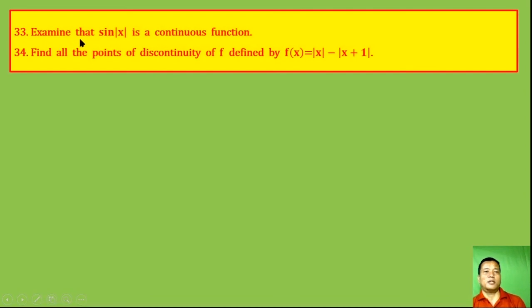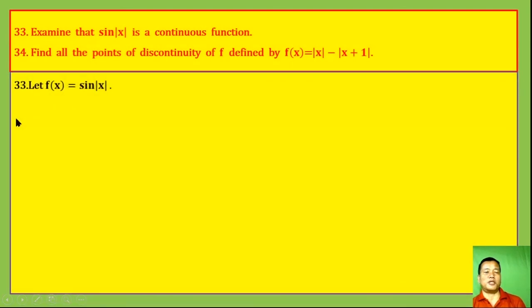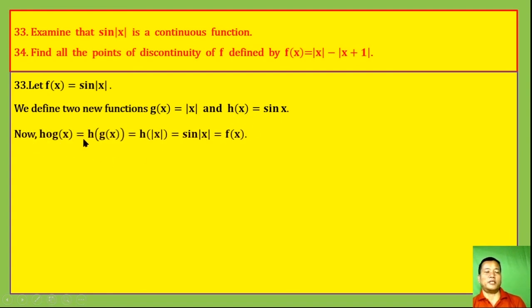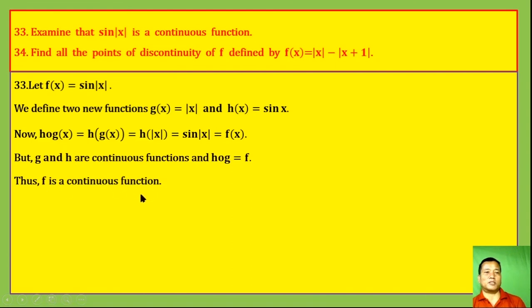33. Examine that sine of modulus x is a continuous function. For 33, let f of x equal sine of modulus x. We define two new functions, g of x equals modulus x and i of x equals sine x. Now h of x is i of g of x, which is sine of modulus of x, which is again f of x. But g and i are continuous functions and h is equal to f. Thus f is a continuous function. 33 over.